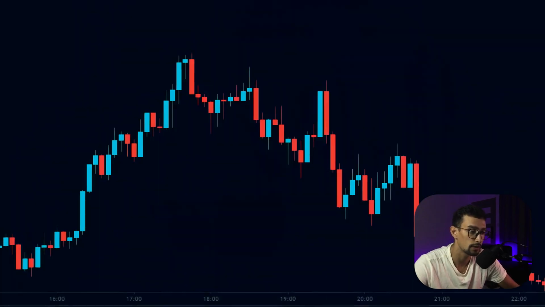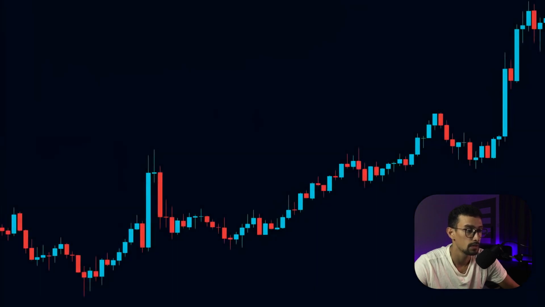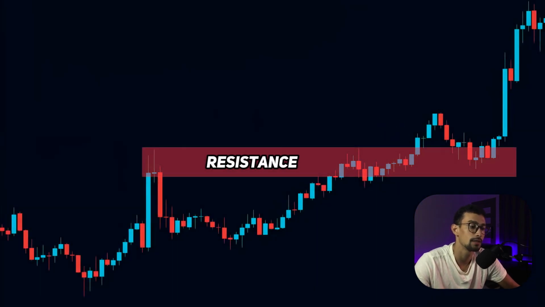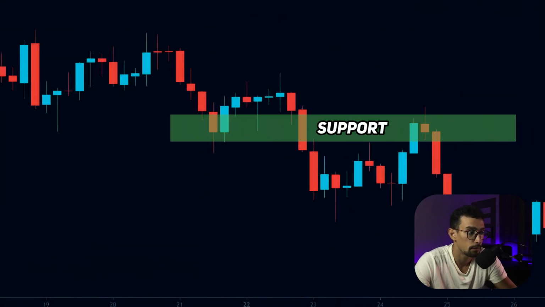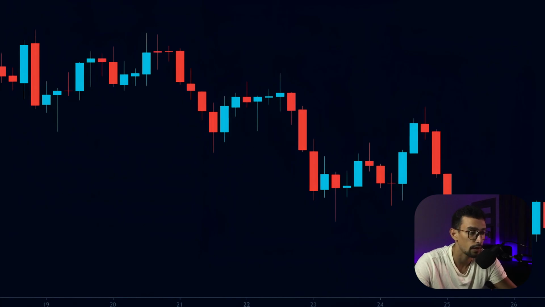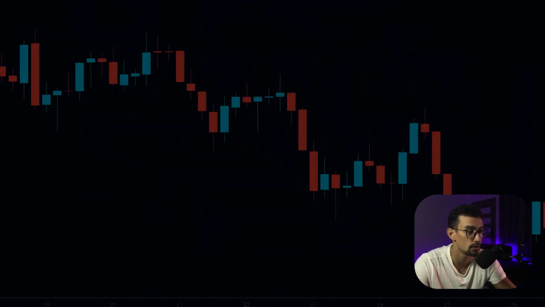Now an important characteristic of support and resistance levels is that they are bipolar in nature. This means that whenever the price breaks a resistance level, it becomes a support, and inversely, when the price breaks a support level, it turns into a resistance level. We can combine these characteristics with a moving average to find the best trading opportunities.